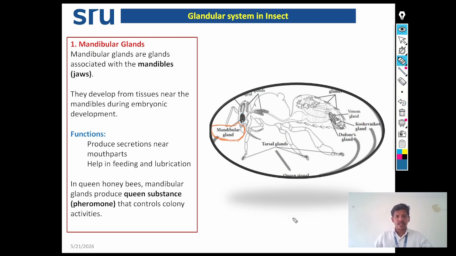See their function. They produce secretion near the mouth parts that helps in feeding and lubrication of the food. In queen honeybees, the mandibular gland secretes queen substance, that is a pheromone, that controls the entire colony activity.